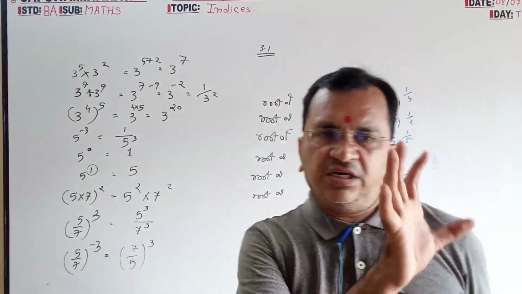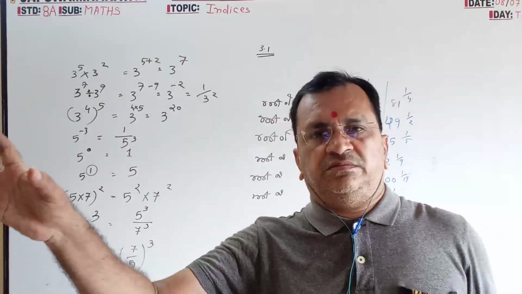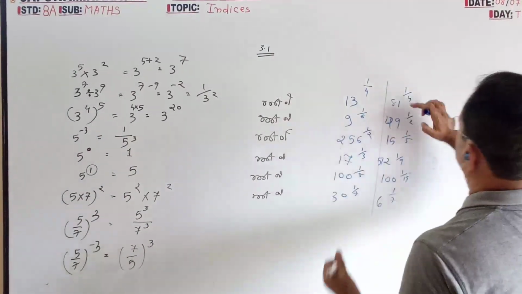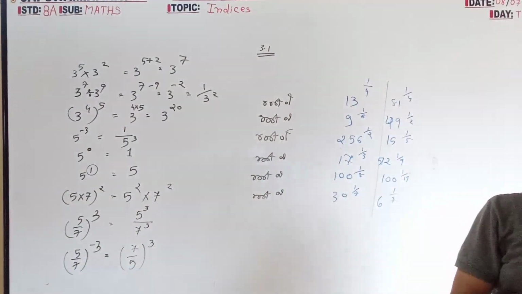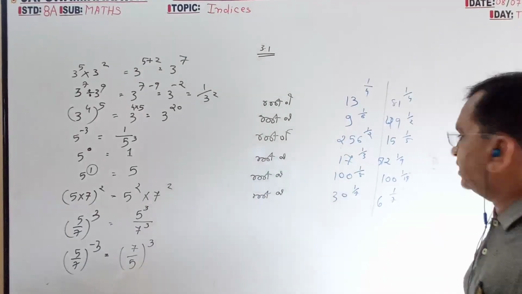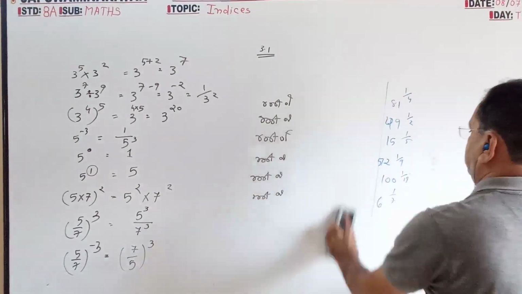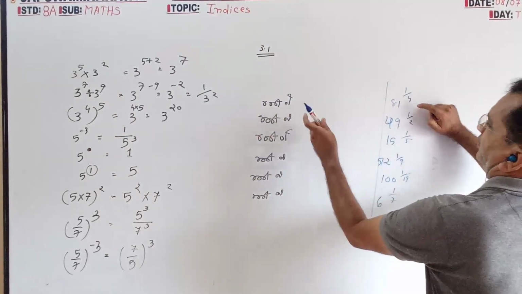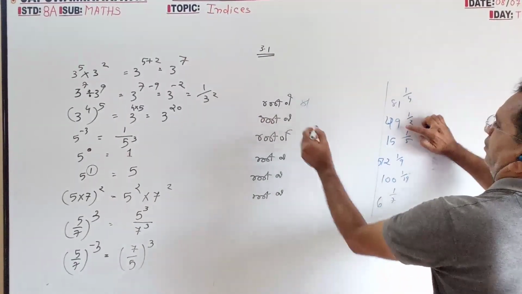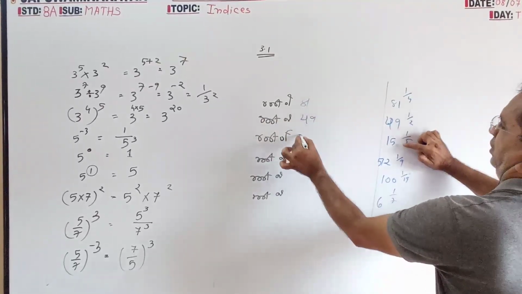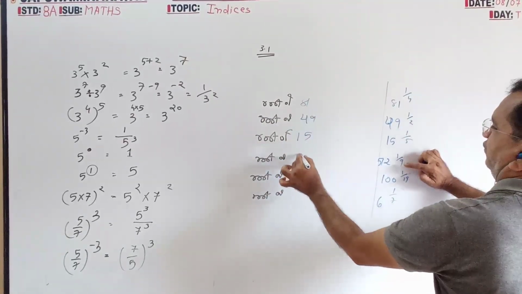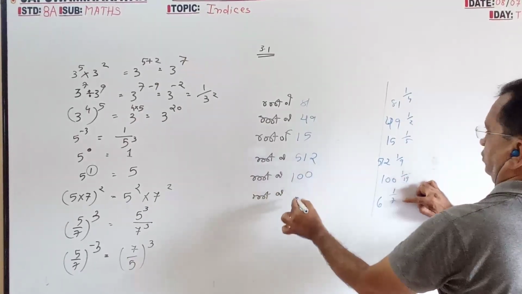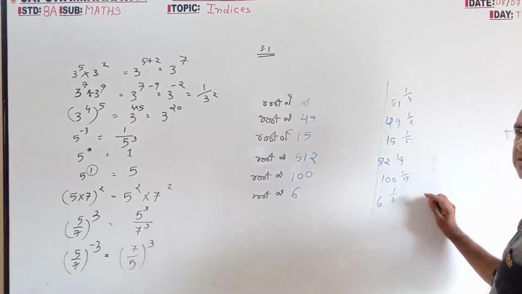In the first session, we went from word to symbol. Now symbol to word. Of what? These are the questions now. So, of 81, of 49, of 15, of 512, of 100, of 6.